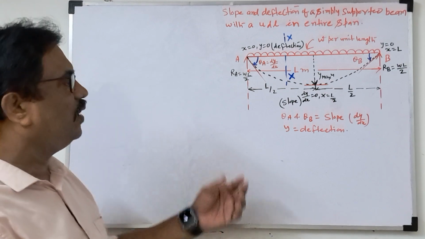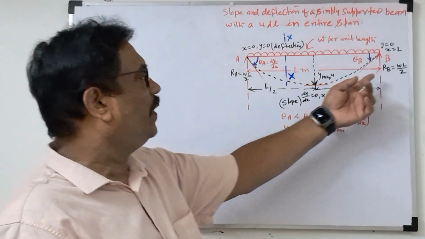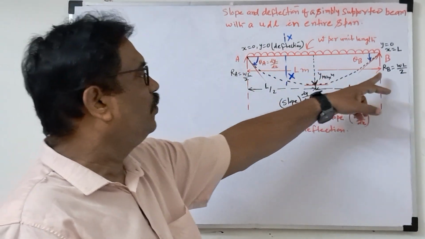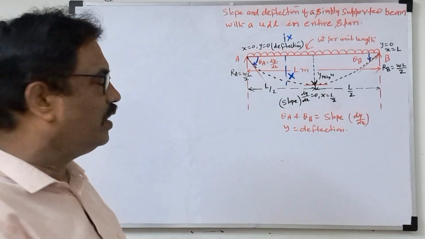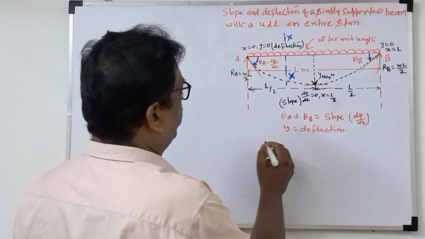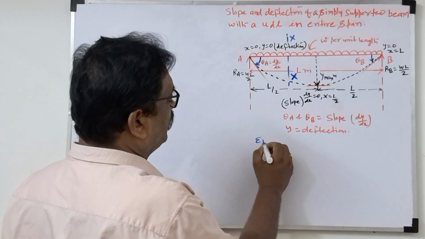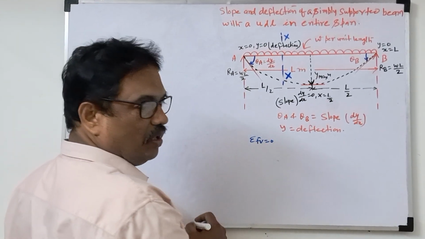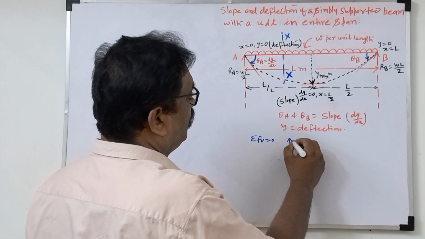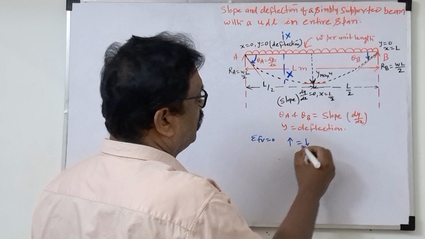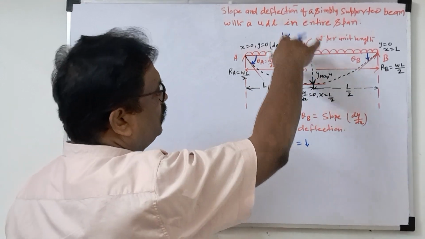So before this, how do we start? First, because this is a simply supported beam, we have to find the support reactions. I already wrote them, but how to find the support reactions, that we also have to write here. We know the equilibrium equation, sigma F equals 0. Total upward force equals total downward force.